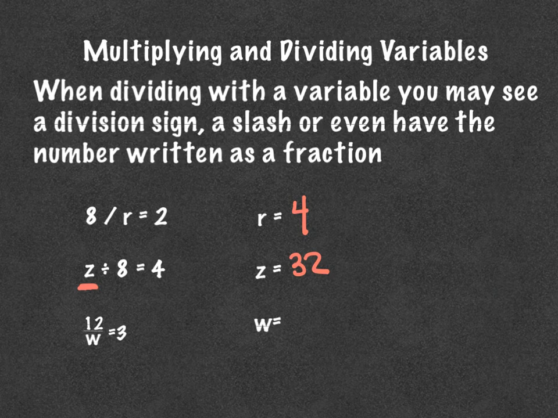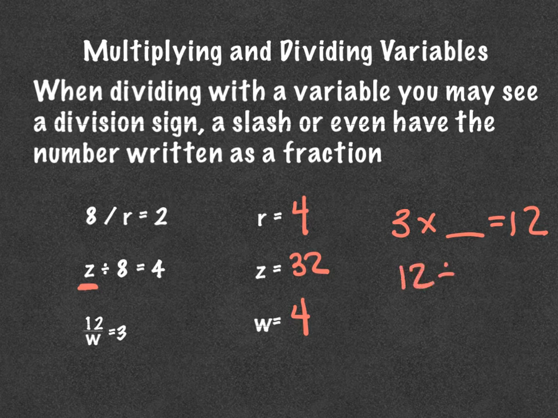Okay, next one. 12 divided by what would be 3? I can also think 3 times what equals 12? 3 times 4 equals 12. So that's another way to think about it. You could think about it as a fact family. You could think 12 divided by 3 equals what, or equals W. And then in that case, you would have 4 as well.